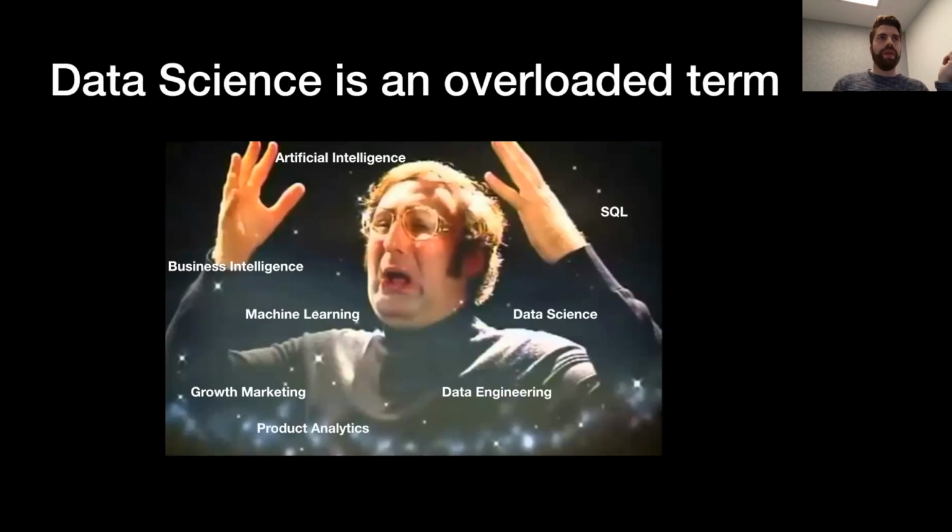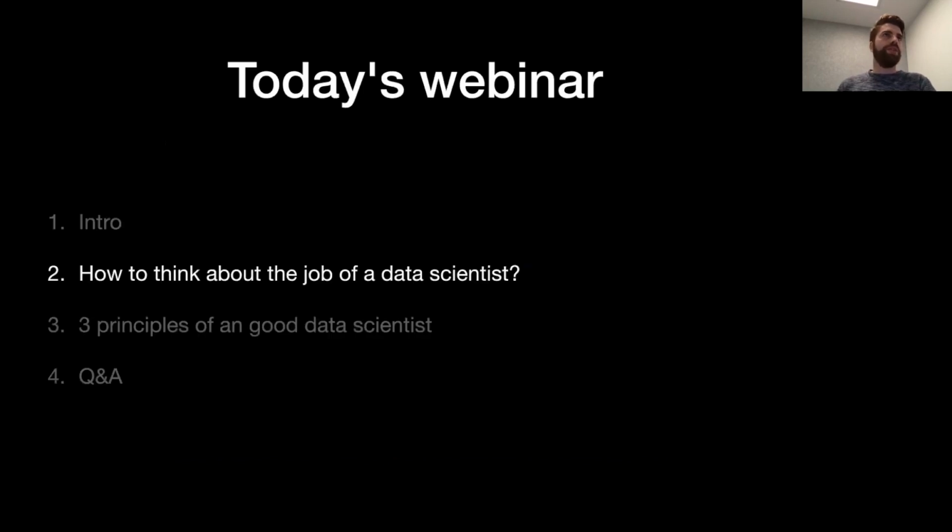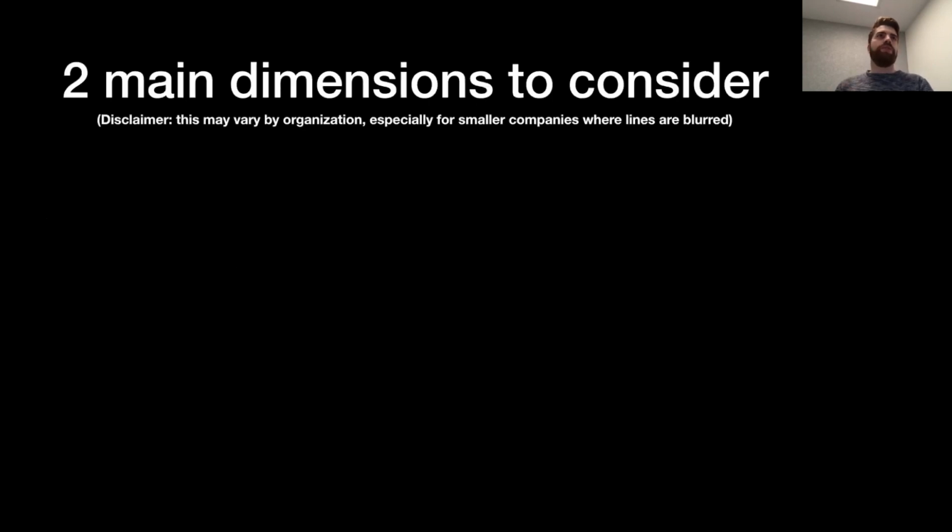So I figured that maybe as a first step for this webinar, it could be helpful if I start by giving a little bit of my take on the difference between all these functions. Hopefully that can also help some of you determine better where you want to head. So we go into the second section, which is about how to think about the job of a data scientist. In my mind, there are really two main dimensions to consider.